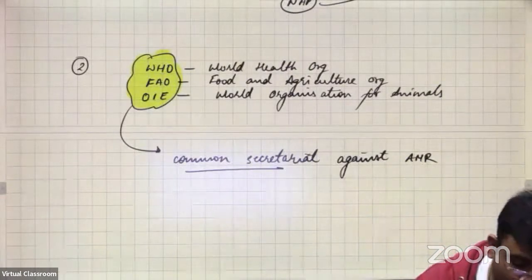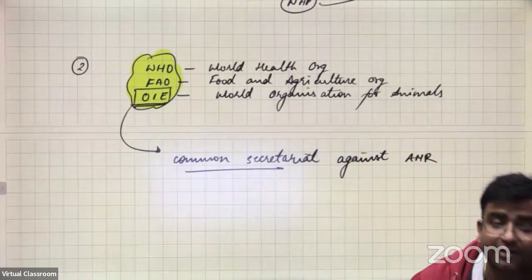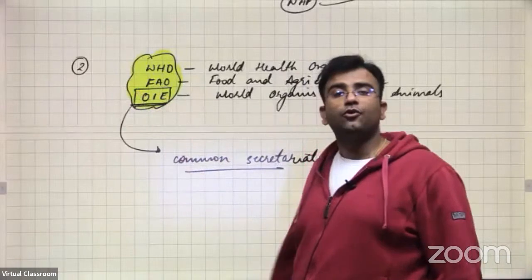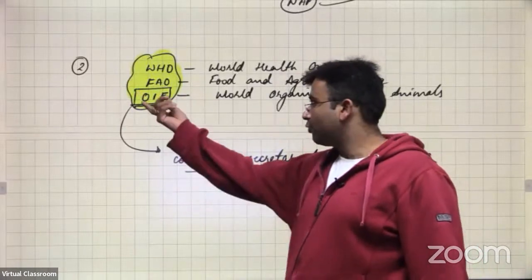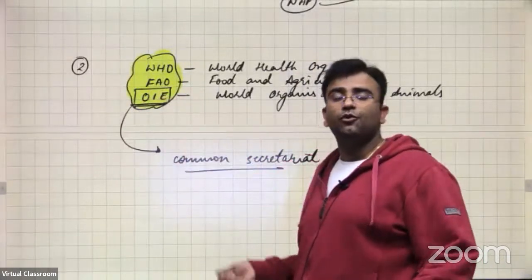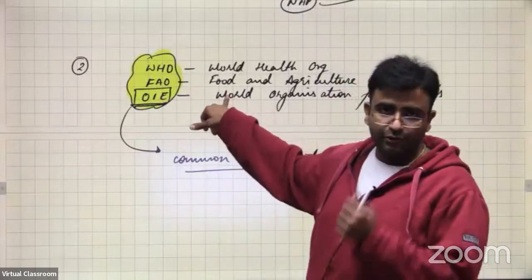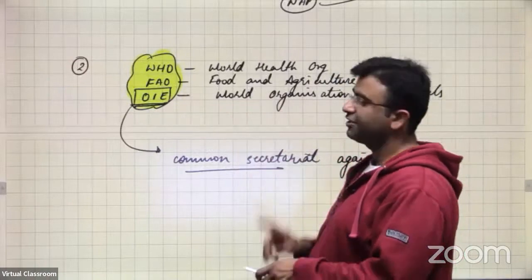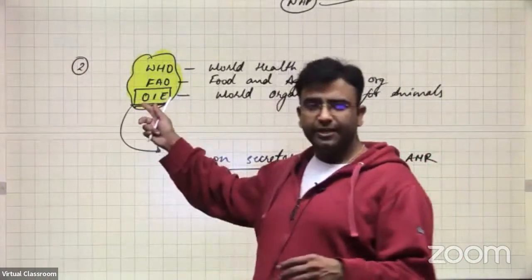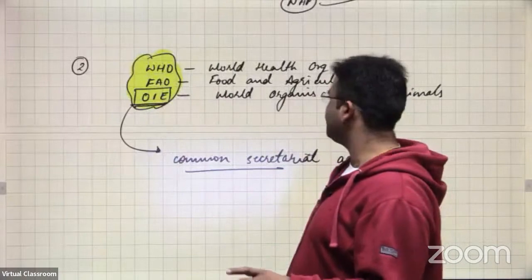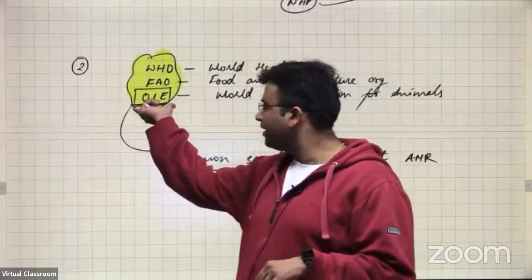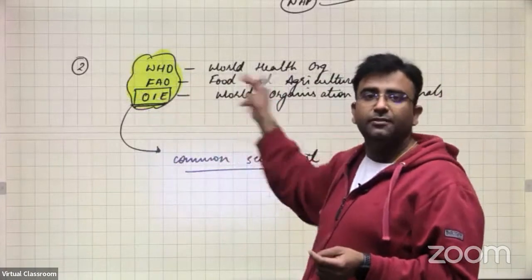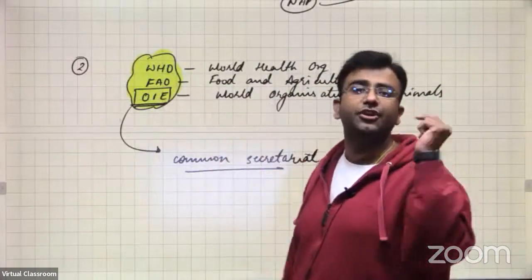Ab dekho, from here a very potential prelims question can come. The acronym OIE stands for which of the following organizations? And you will never be able to guess unless you know that OIE is the acronym for World Organization for Animals. It was some old name, and this World Organization for Animals is a new name, but they continued with the old acronym and use the new name. So it's a prelims question. Here UPSC is going to trick you.